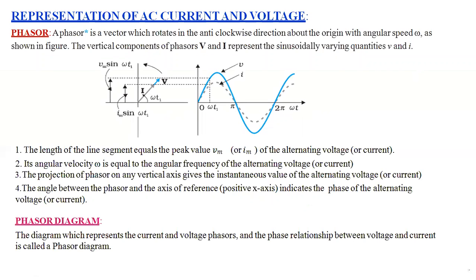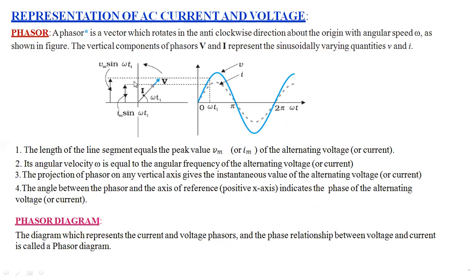A phasor is a vector which rotates in the anticlockwise direction about the origin with angular speed omega, as shown in the figure. Its length indicates the amplitude of the signal, and it rotates anticlockwise with an angle equal to omega t. The vertical component of the phasor represents the sinusoidally varying quantities V and I. If we plot the projections of the phasor, we get the corresponding waveform.